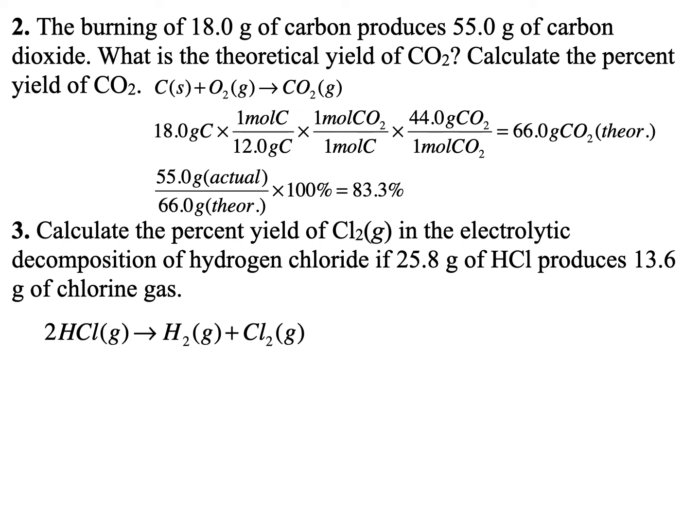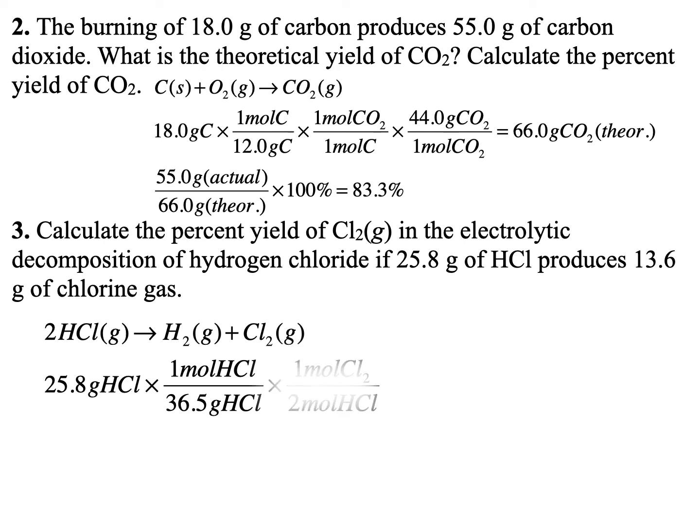So now we're going to do this as if we were doing any other problem. We're going to take our 25 grams of HCl, convert it to moles. The molar mass of HCl, 36.5. The second step is we want to figure out the percent yield of chlorine. So we're going to use 1 mole of chlorine from the balanced equation over 2 moles of HCl. We're not really concerned with the hydrogen at this point because it's not asked for in the problem. And we want grams of chlorine so we can compare it to the 13.6 grams. So the molar mass of chlorine is 71.0 grams.